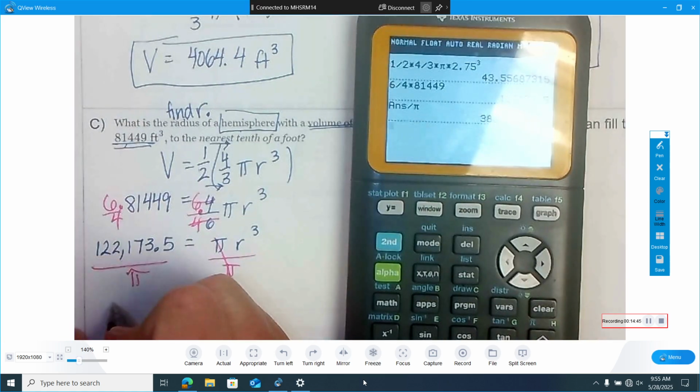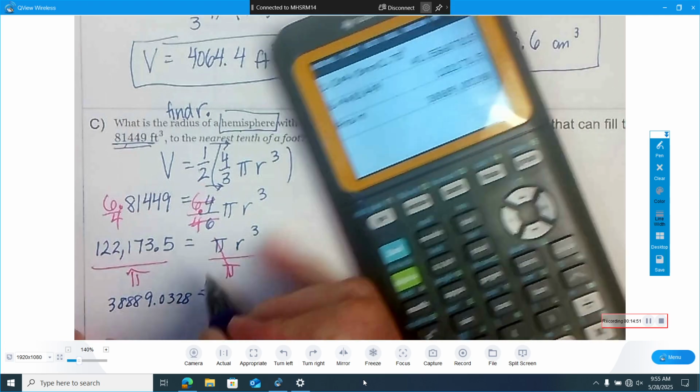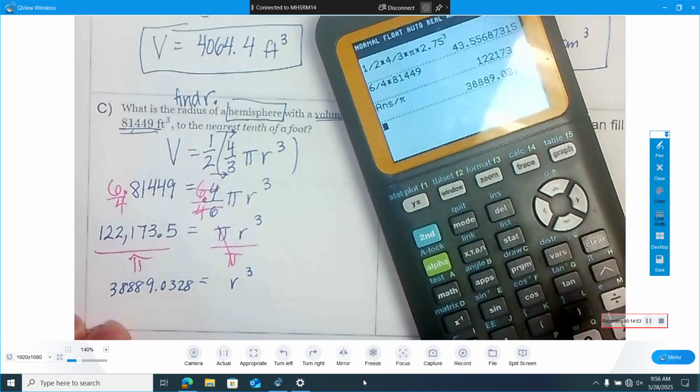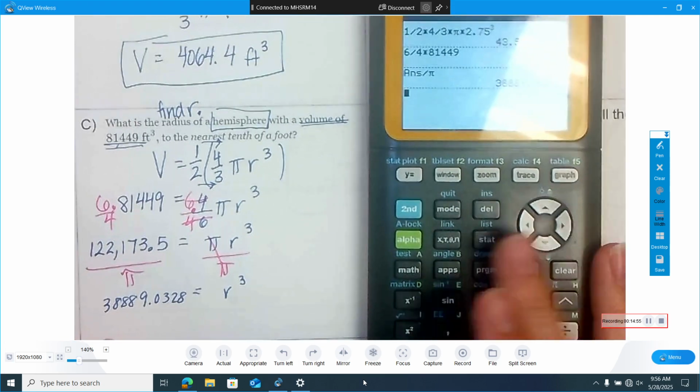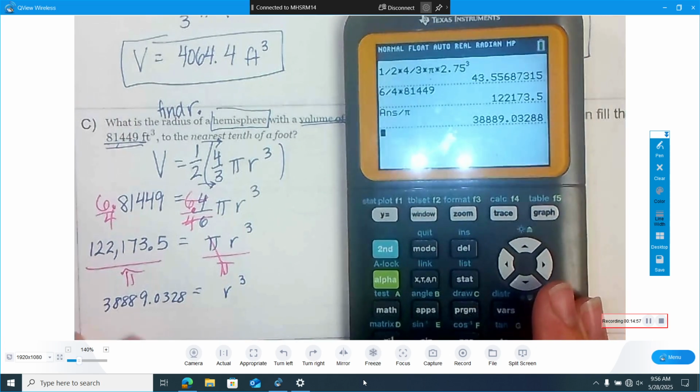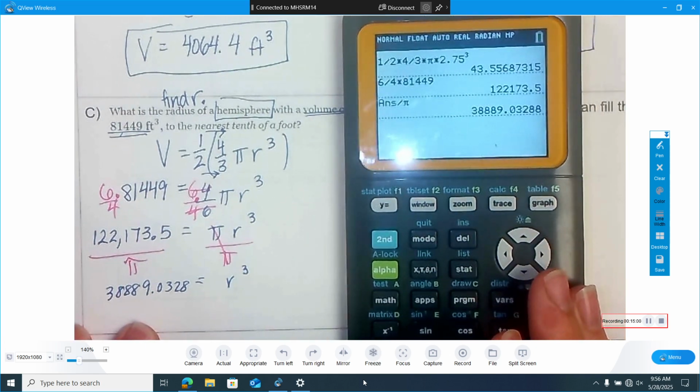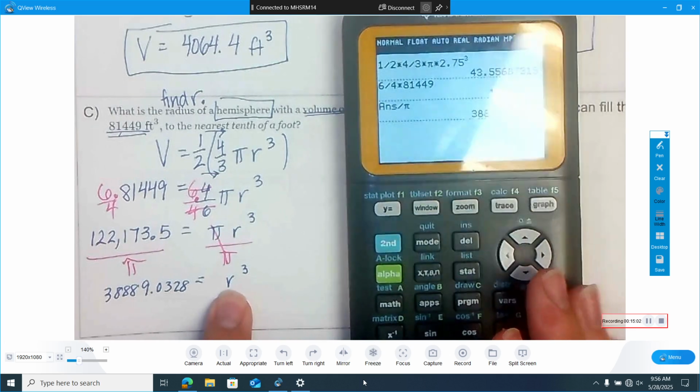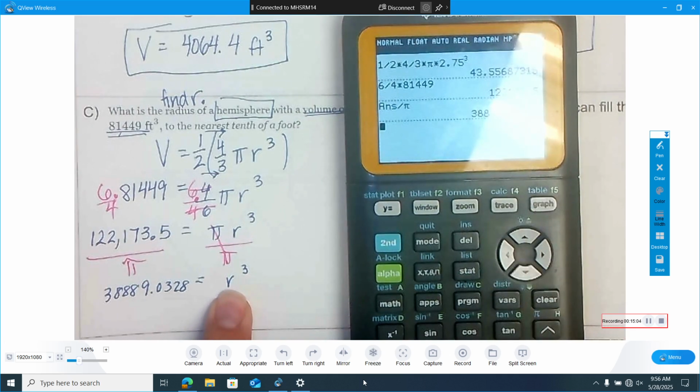I get something crazy: 38889.0328. Do not round until the very end, ladies and gentlemen. We do not round in math until we are completely done. So we have this crazy decimal. How do we get r by itself when it's being cubed?